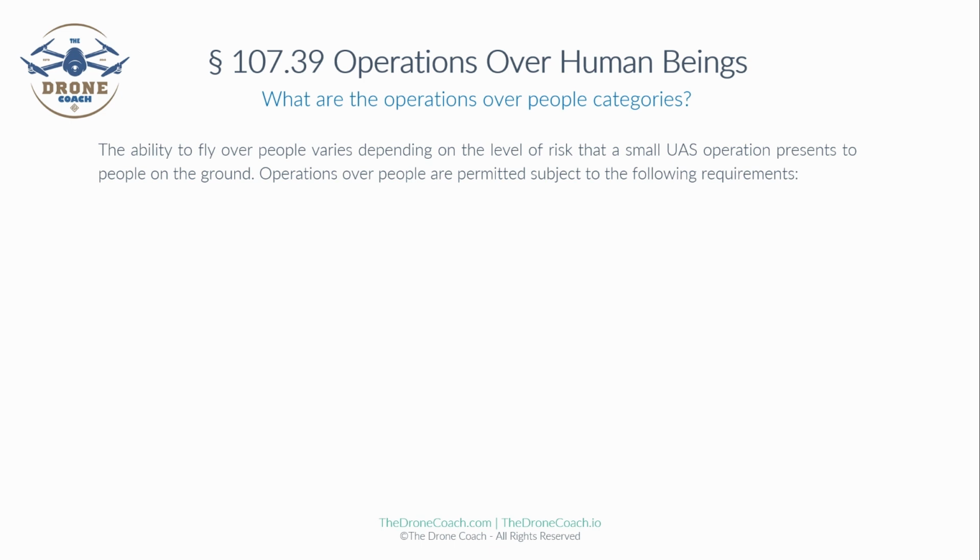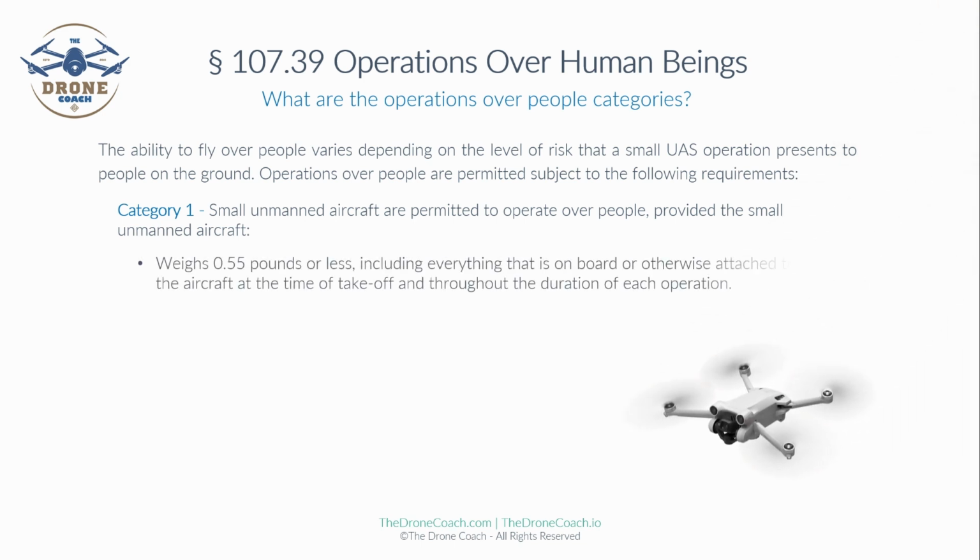The ability to fly over people varies depending on the level of risks that a small UAS operation presents to the people on the ground. Operations over people are permitted subject to the following requirements. Category 1: small unmanned aircraft are permitted to operate over people provided the small unmanned aircraft weighs less than 0.55 pounds, including everything that is on board or otherwise attached to the aircraft at the time of takeoff and throughout the duration of each operation.